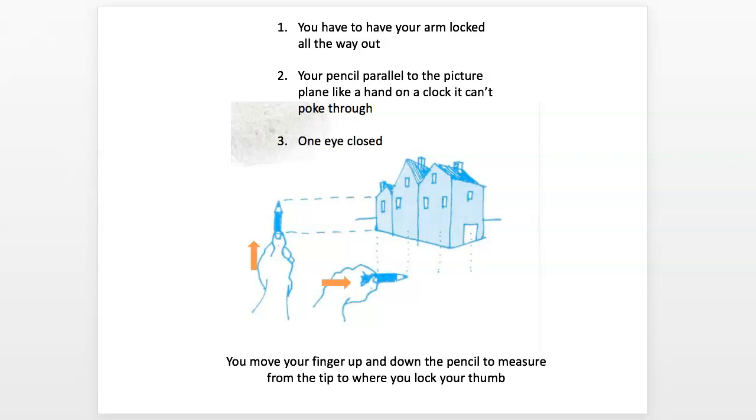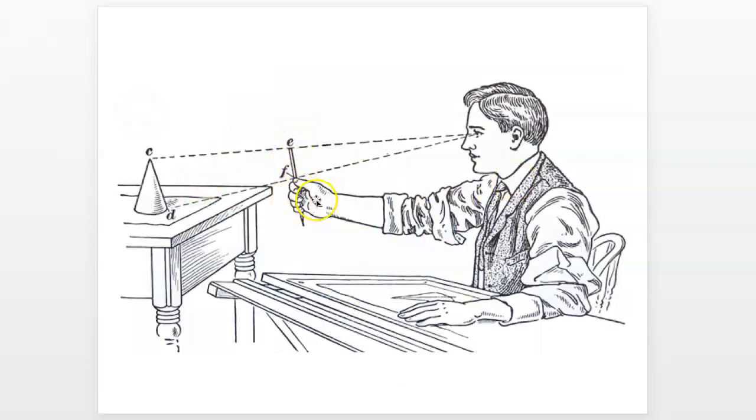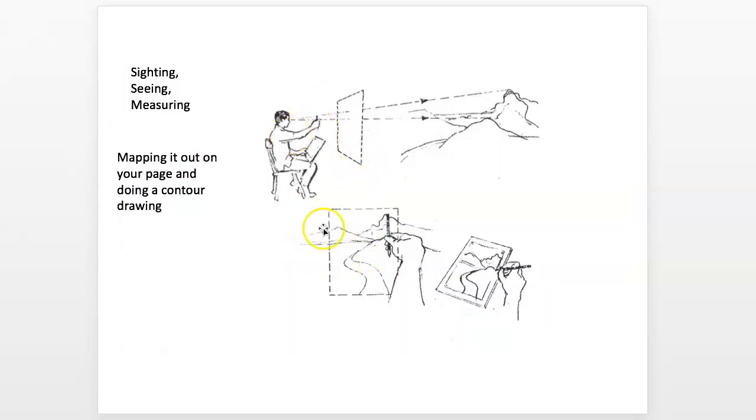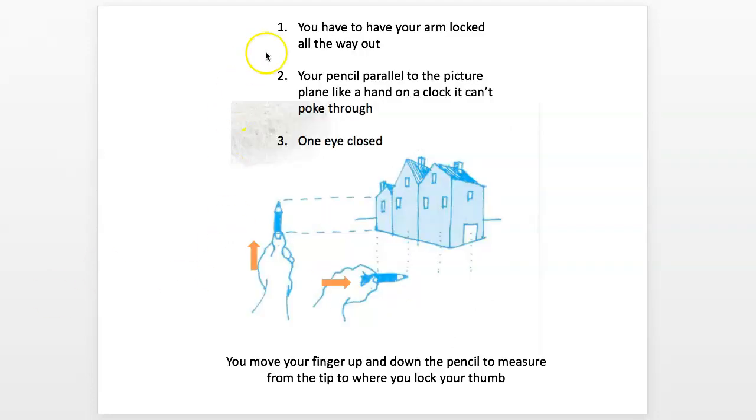So your hand is a measuring device with your pencil, and then what you're trying to draw. We've established that there's a picture plane in front of you that you're operating with, and you're measuring this picture plane. And this is how you measure it. You have your arm locked all the way out from your elbow with your pencil directly up and down, parallel, and you use one eye closed, and then you move your arm like that. Okay?